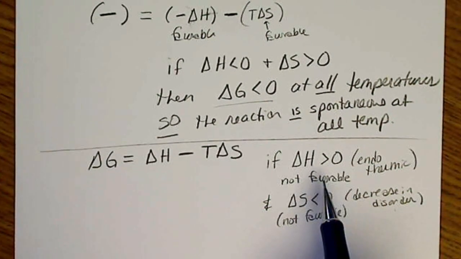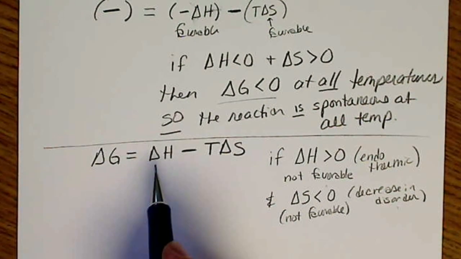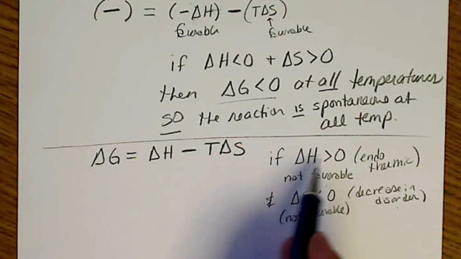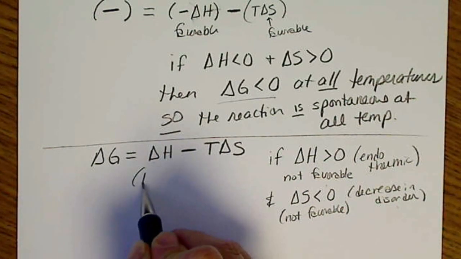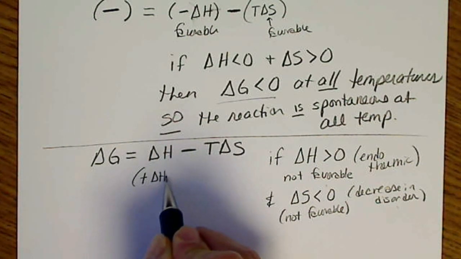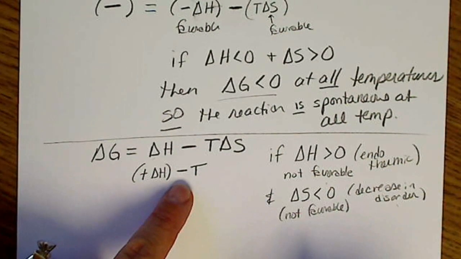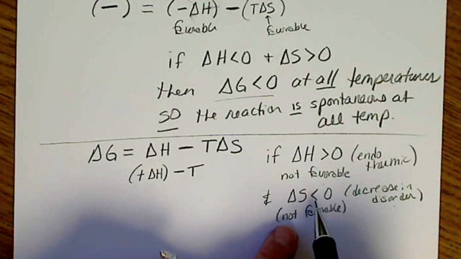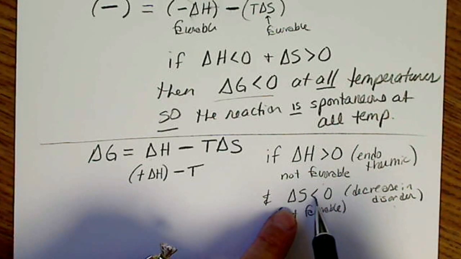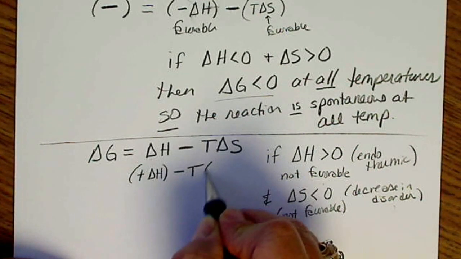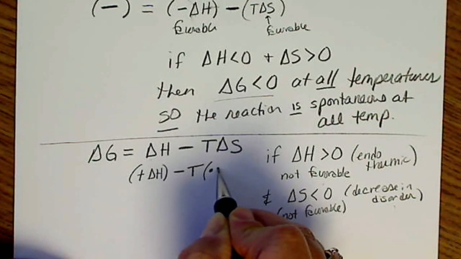In any case, in this situation, if we just look at the math here, delta H is greater than 0, then we'll have a positive value here, minus T. T can't ever be negative, so that minus sign is part of the equation. And if delta S is a negative number, T is going to be multiplied by another negative.